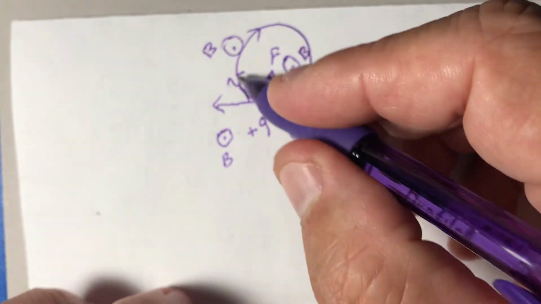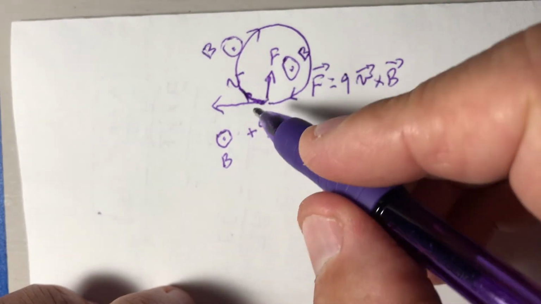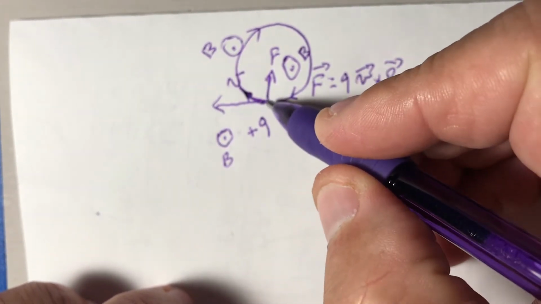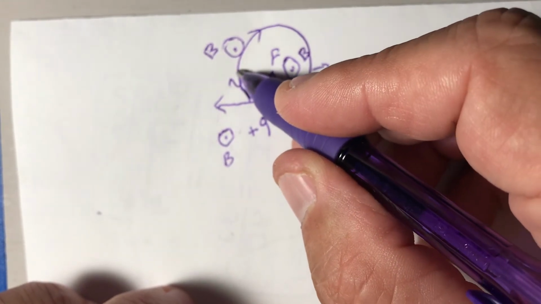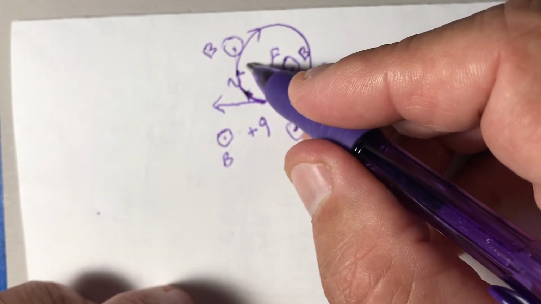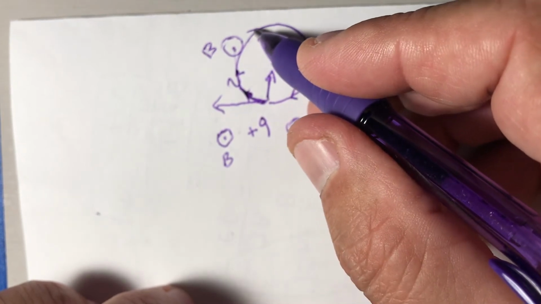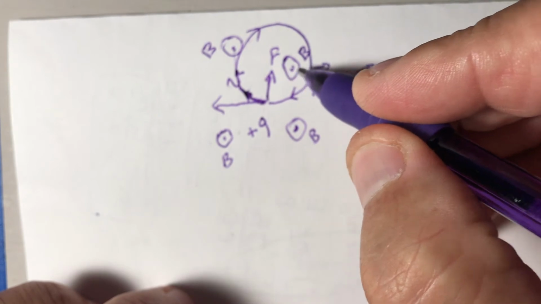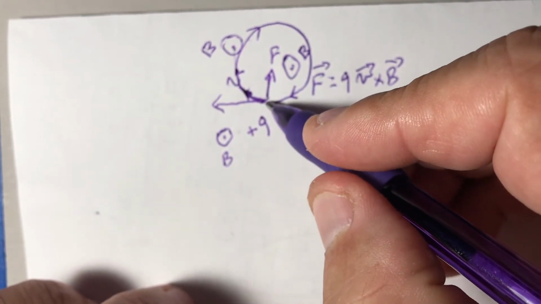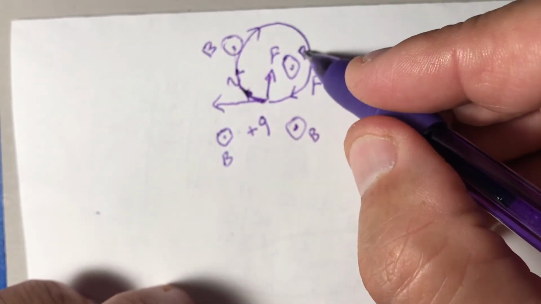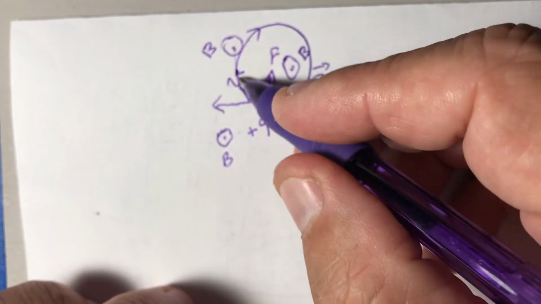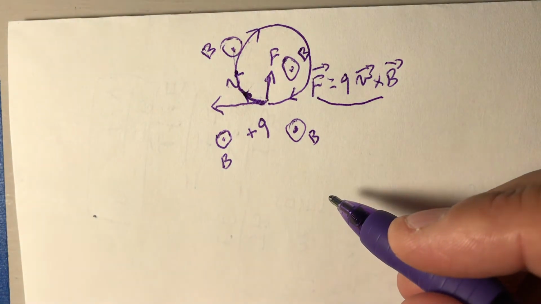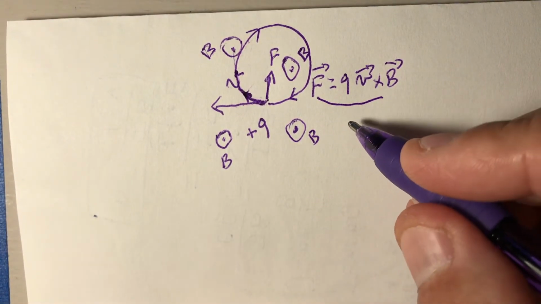It will make a circle, because you see, at this point the velocity is going this way. Now the force is going to act this way. At that point, the velocity is going up, and the force will act this way. So you always have this force trying to go towards the center, pushing it, making it go around in a circle. So this force here is the magnetic force.